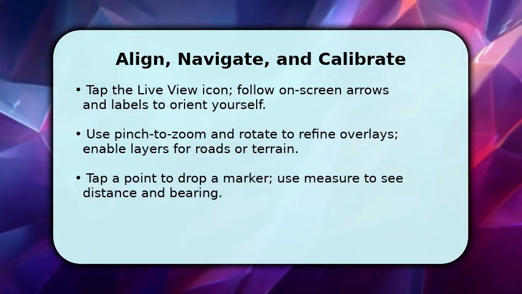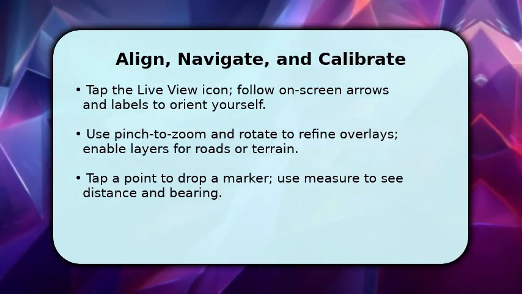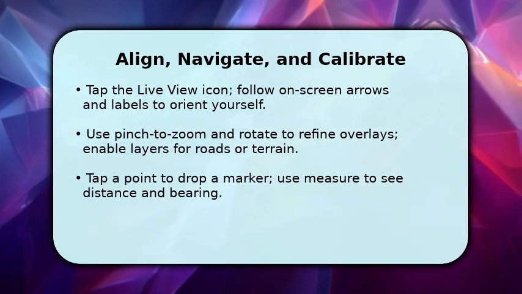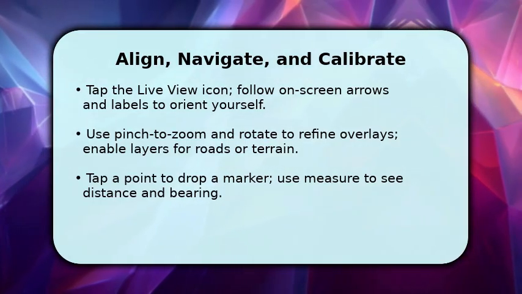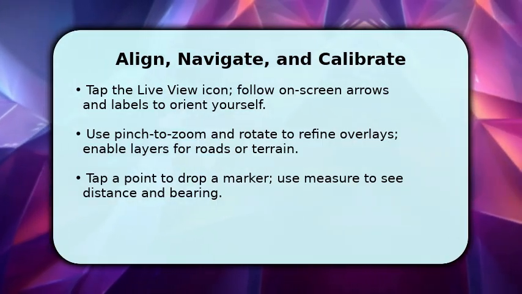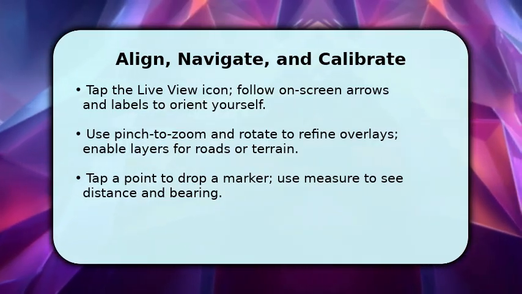If overlays seem off, slowly rotate and tilt your phone while pinching to zoom. This helps the app recalibrate matching points. Enable relevant layers like roads or terrain to add context, and tap locations to drop markers. This combination of visual alignment and layer selection gives you an accurate, interactive navigation experience.